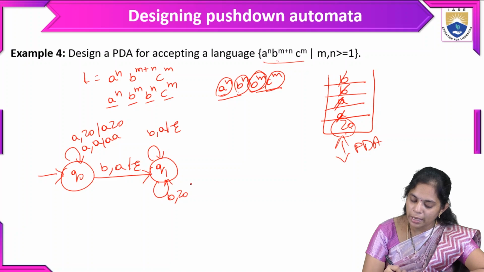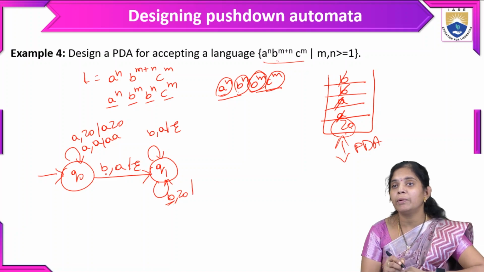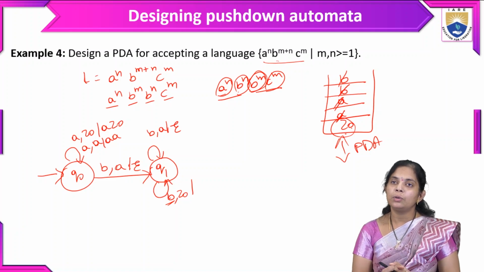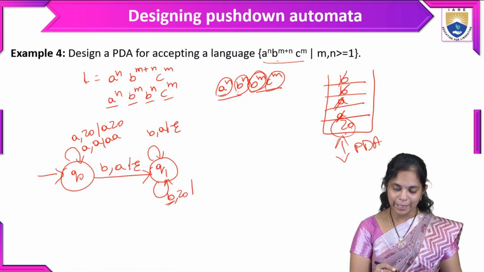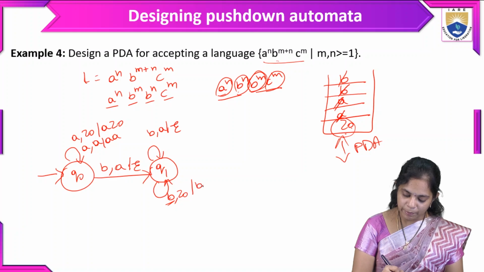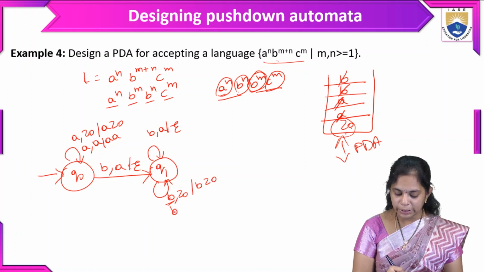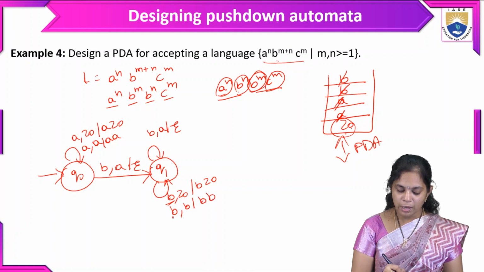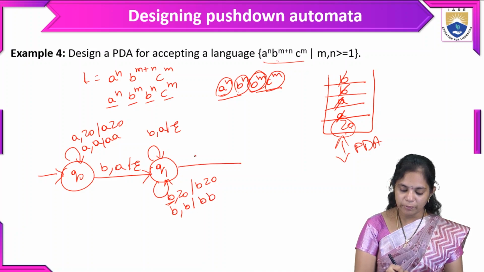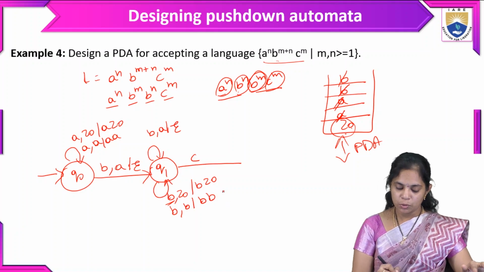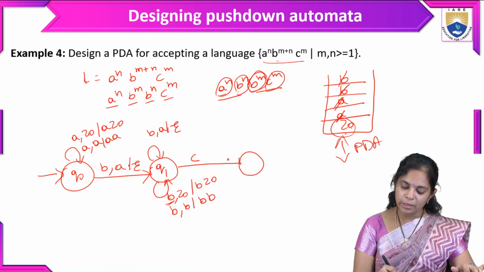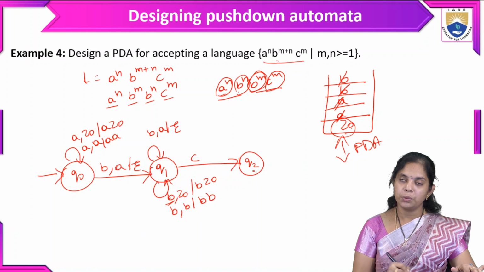So Z0, and while reading B, after finishing B power n, we need to push the values of B power m. So B power m, B, Z0, and for multiple B's, we need to write like this, B, B. And here, after this one, we have the input C. So for C input, we need to go for another state, that is Q2.